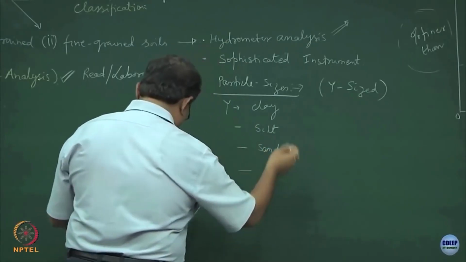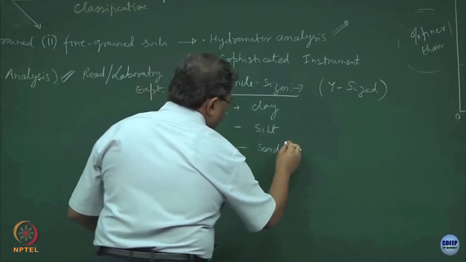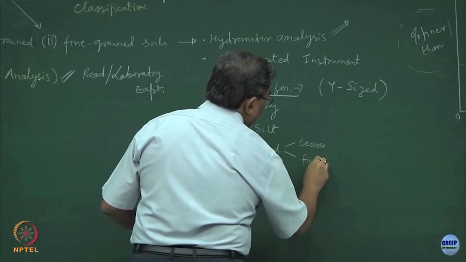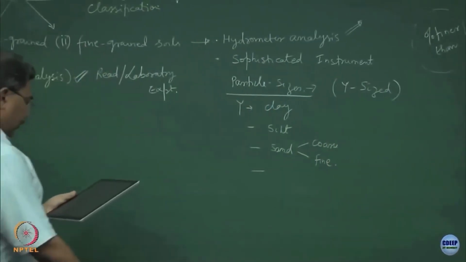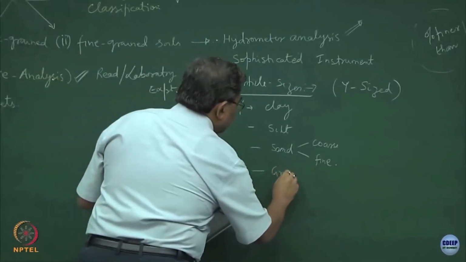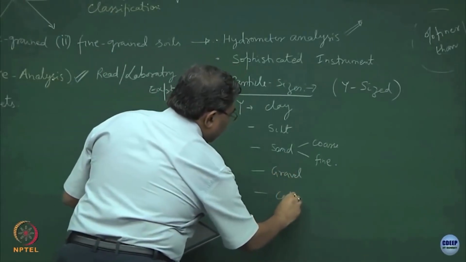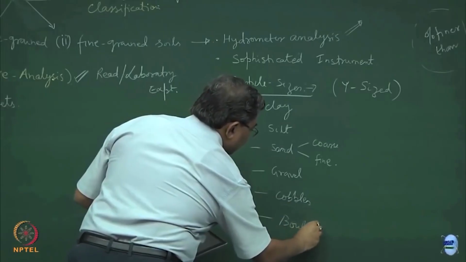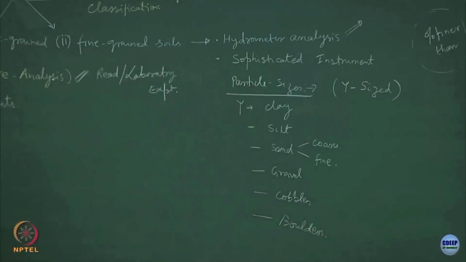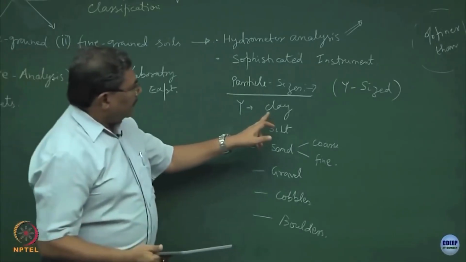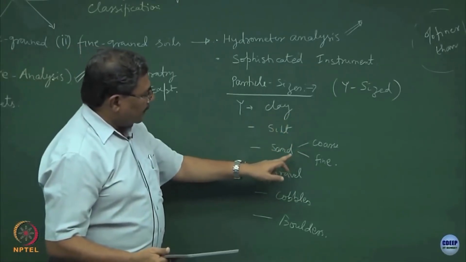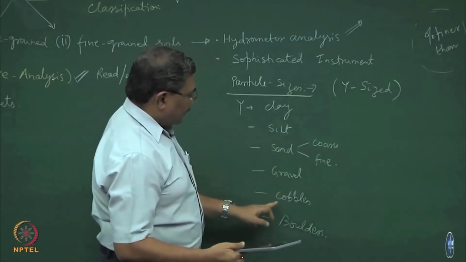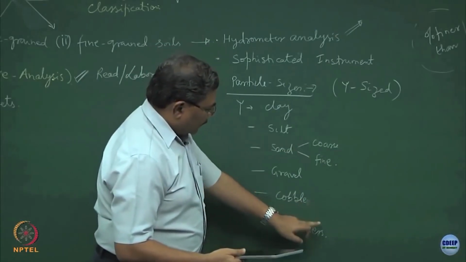Y could be, see, coarse sand, fine sand, then come your gravels, then come the cobbles, and then come the boulders. So, the way we read it is clay sized, silt sized, sand sized. In sand, the coarse fraction of the sand, the fine fraction of the sand, gravel sized, cobble sized, boulder sized.